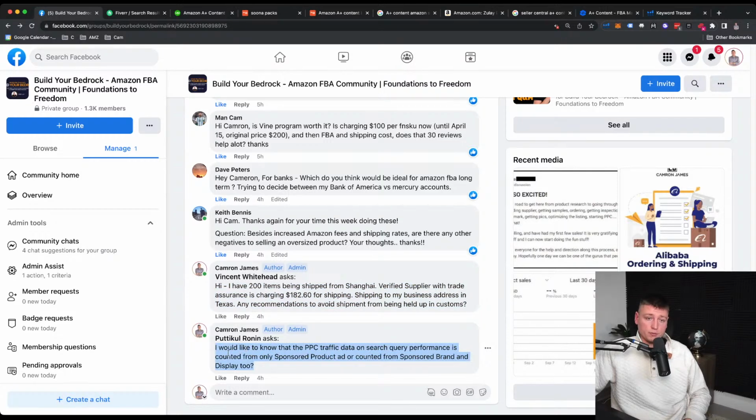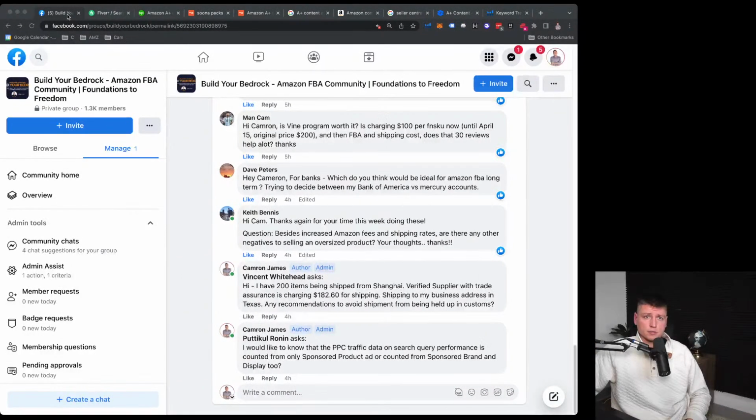Puti Kol Ronin would like to know if the PPC traffic data on search query performance is counted from only sponsored product ads or counted from sponsored brand and display too. On search query performance, I would have to look at the dashboard. That's a good question. I'm not sure. I'd have to check. Depending on the verbiage, I'm guessing they're counting it all, if I had a guess there. Cool. Let me go check. See if we're even still going here. Let's see here.